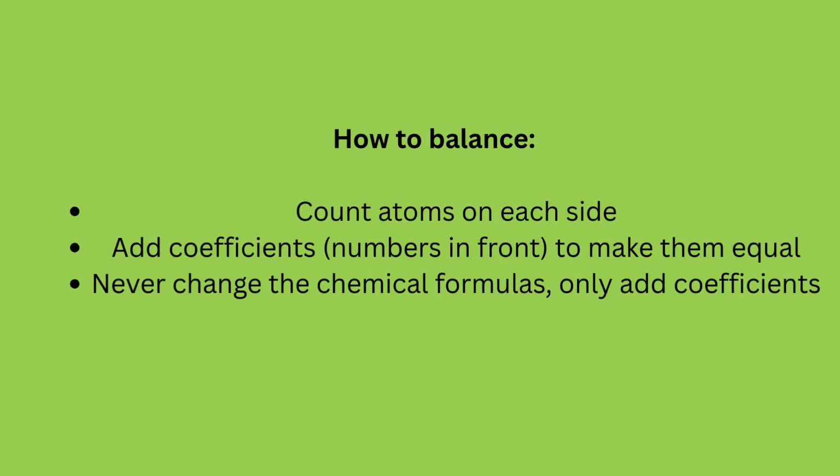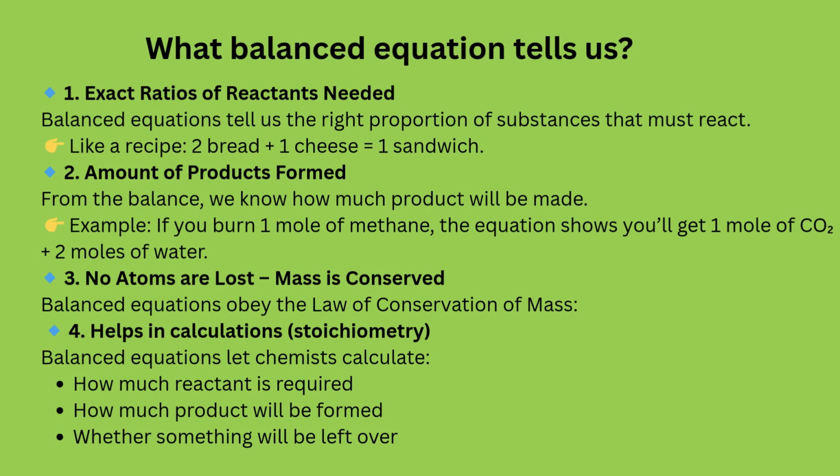How to balance? Count atoms on each side. Add coefficients, numbers in front, to make them equal. Never change the chemical formulas, only add coefficients. What does a balanced equation tell us? 1. Exact ratios of reactants needed. 2. Amount of products formed.